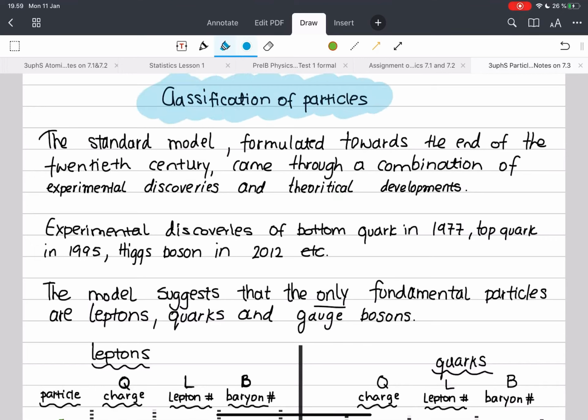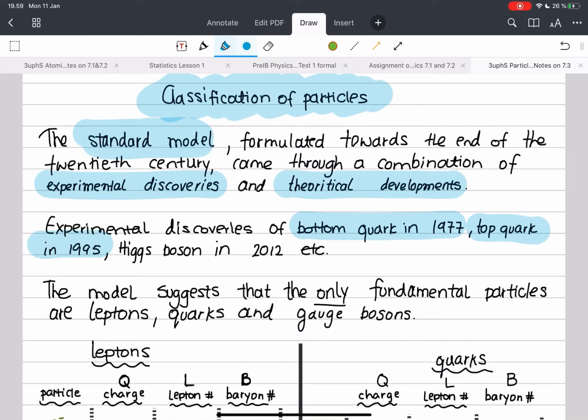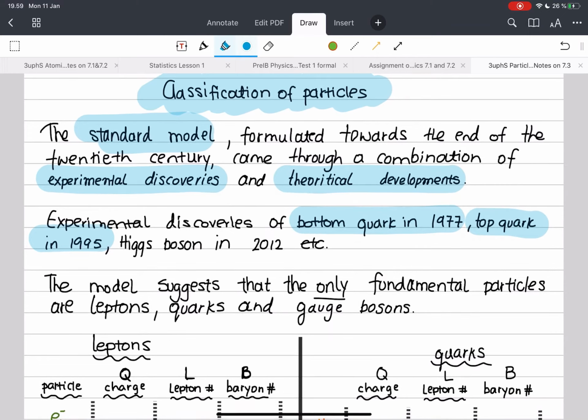And this came with the Standard Model. The Standard Model is a theory that was formulated towards the end of the 20th century, so it is quite recent, and it came through a combination of experimental discoveries and theoretical developments. Experimental discoveries, as for example the bottom quark in 1977, the top quark in 1995, and later on it was also confirmed by the discovery of the Higgs boson in 2012. I was actually at the university at that time.